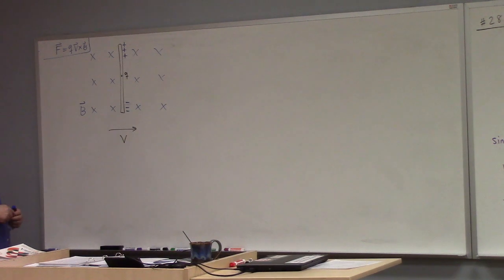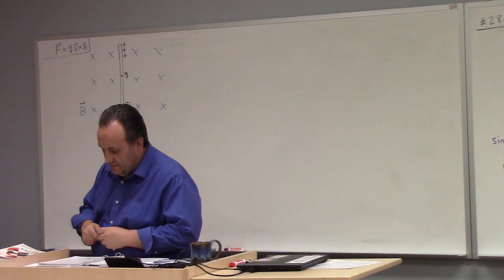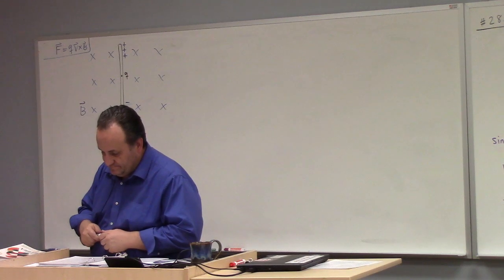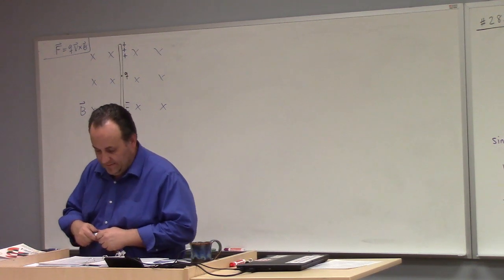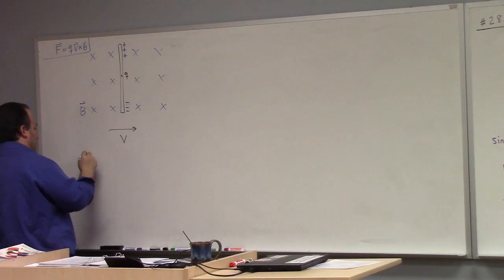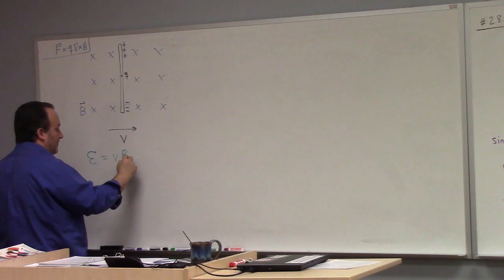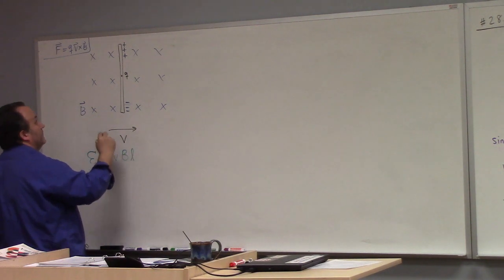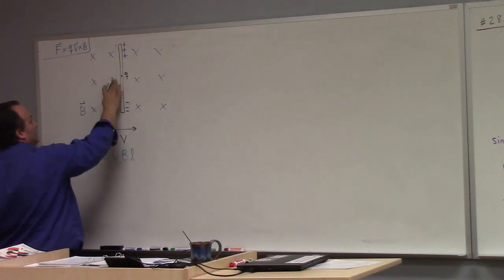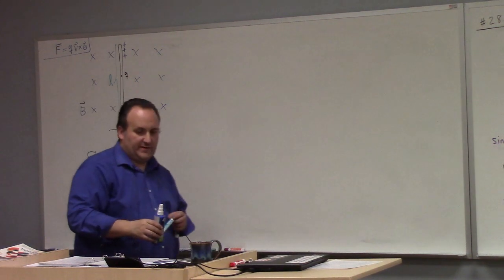And it turns out that you can quantify that by the voltage. The voltage in the bar is equal to the velocity times the magnetic field times the length, supposing that the length of the bar is L. We came to the same result for the sliding bar, but it works out the same here.